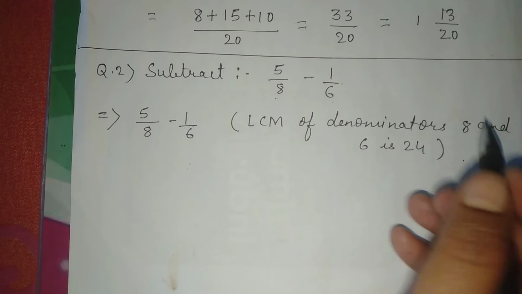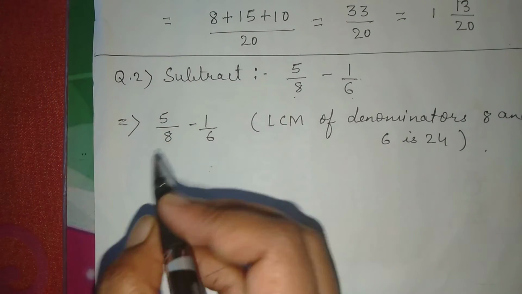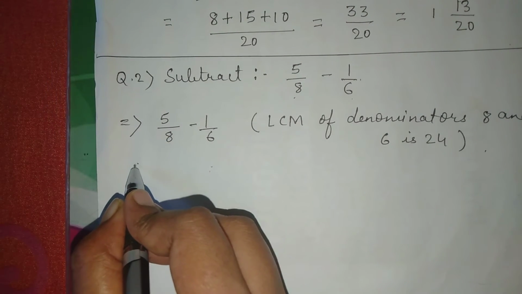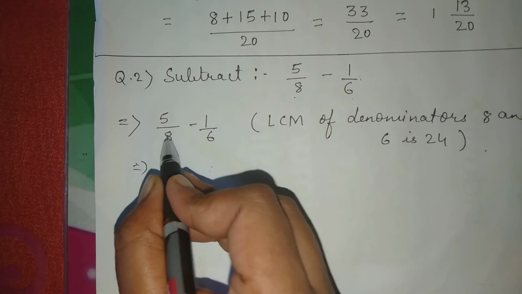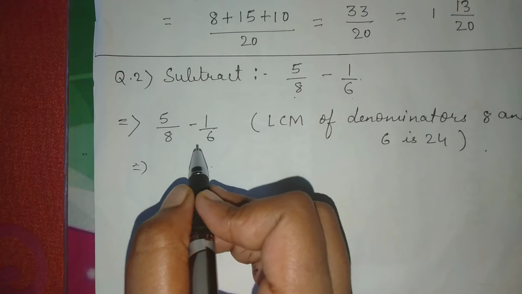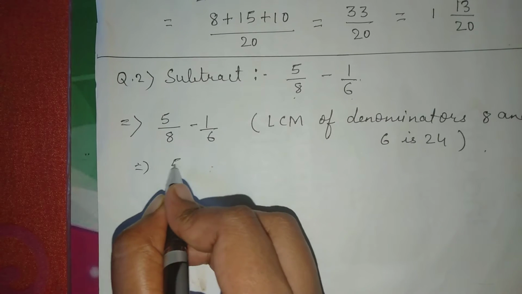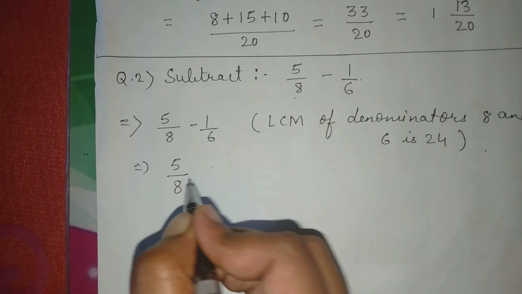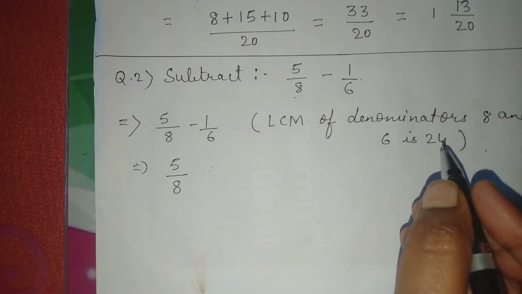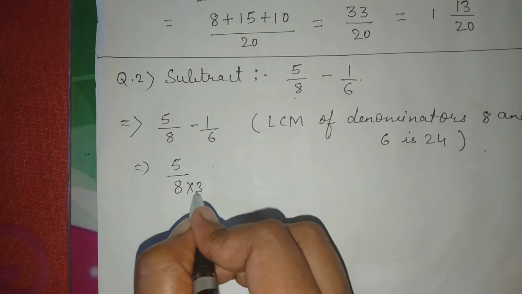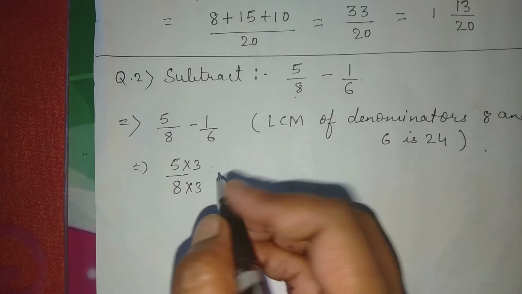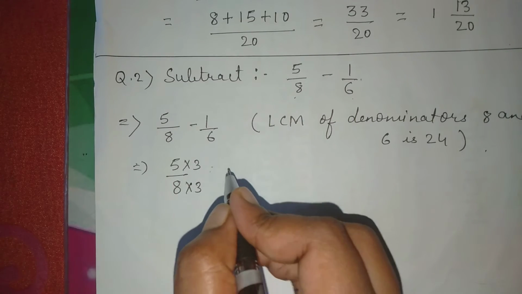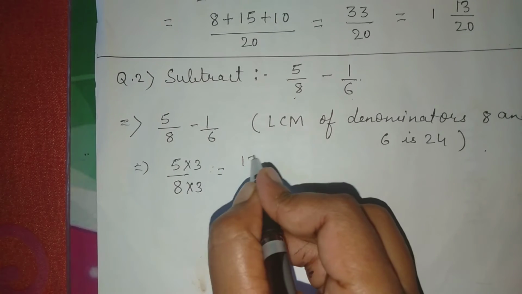Okay. So now we'll start our subtraction. Before subtraction, we have to make these two denominators the same. Okay. So again we will write the first one, 5 by 8. To make 8 into 24, 8 threes are 24, so both numerator and denominator we have to multiply by 3. So we will get 15 by 24.